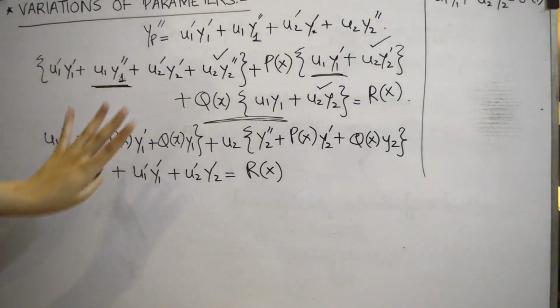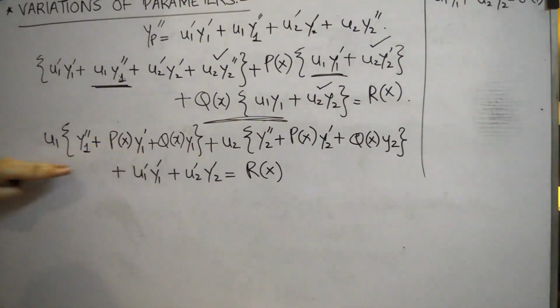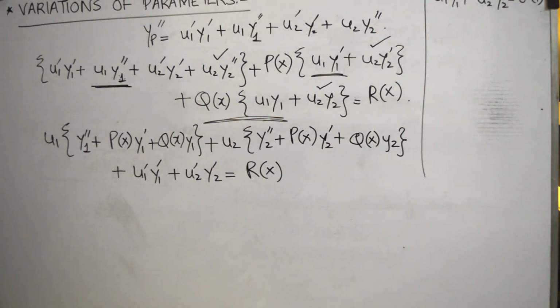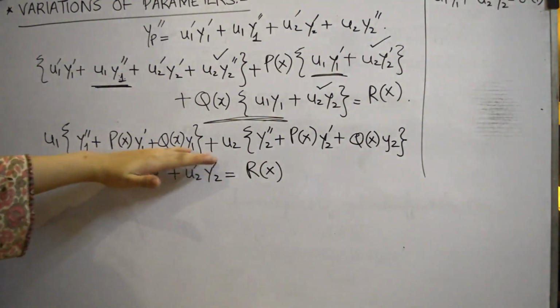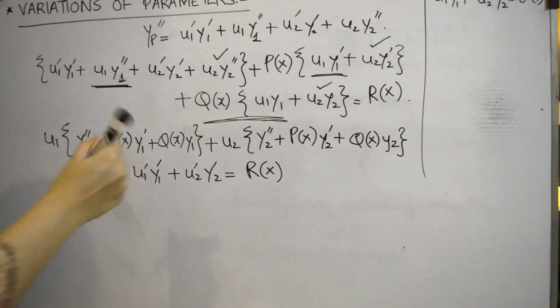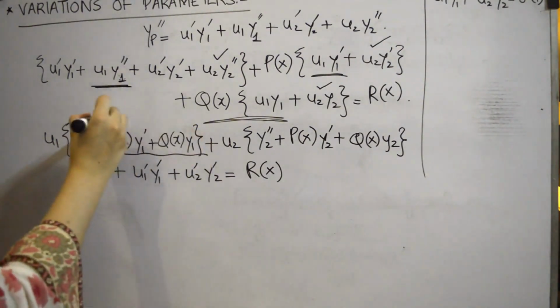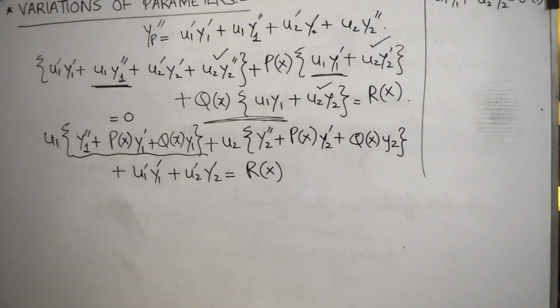So y1 dash, this is because y1 is a linearly independent solution, so it obeys the standard form of equation, and for the homogeneous part this left hand side is equal to 0. So this side is equal to 0, right?